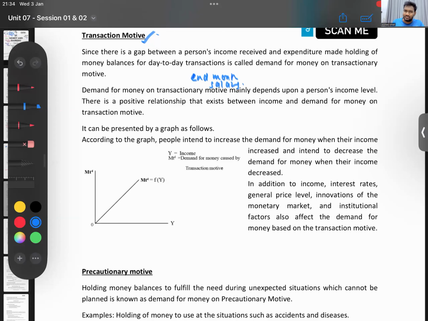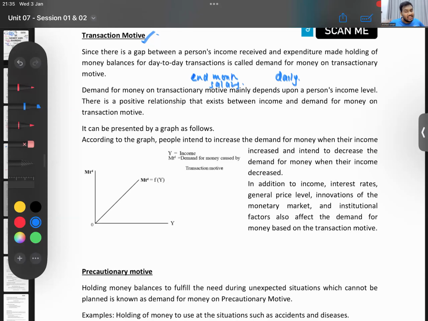Expenses are daily, everyday expenses. Today you have to pay this, tomorrow this, under that, right? Daily you have expenses, so there is a product mismatch there. Your money is coming only at the end of the month.